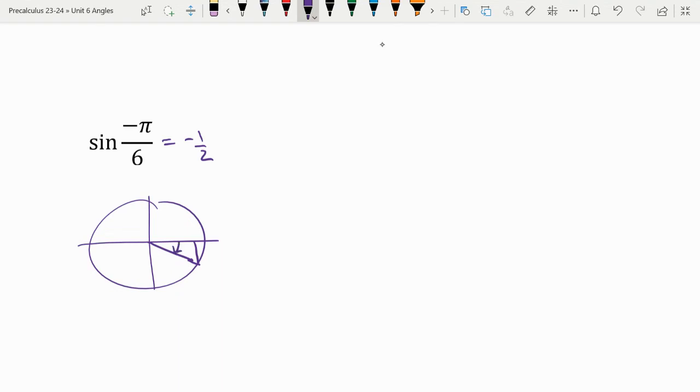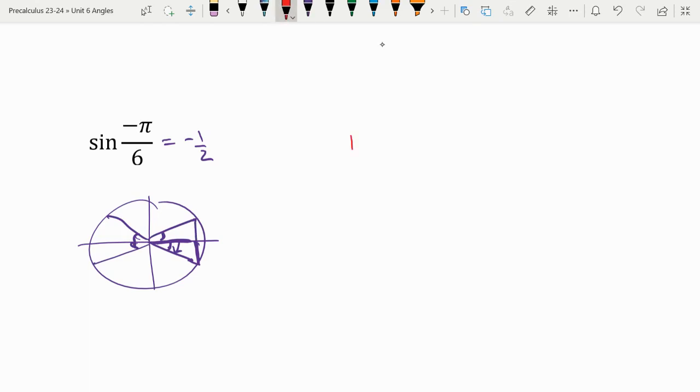This is negative pi over 6. So I'm going to rotate clockwise, right? Because this is the short leg. This is the long leg. I know it based on the orientation. All of my pi over 6s, this is going to be a 30-degree angle. 30 degree is right here, and here, and here. So X is always going to be the longer side. Y is going to be the shorter.